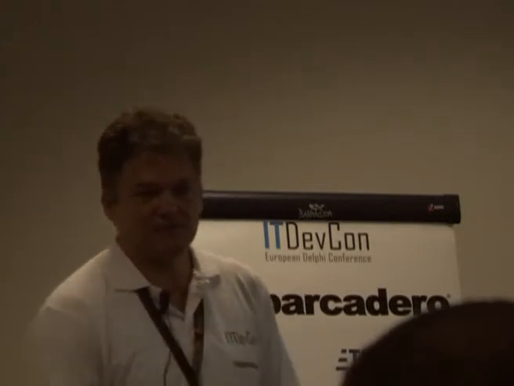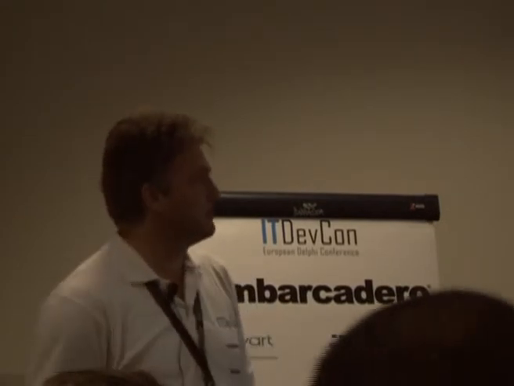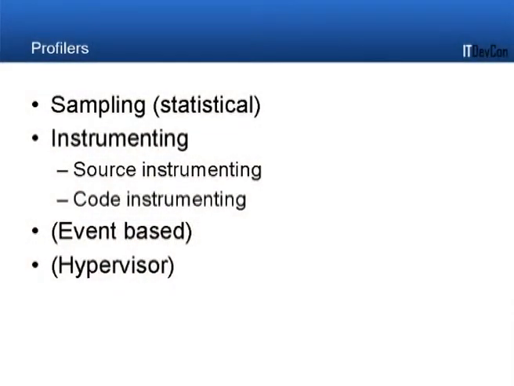Then there are profilers. Profilers are tools that are specially designed for profiling, as the name says. And we have different kinds of profilers. First, there are statistical profilers. They let your program run, and they check every now and then. In fact, they check very often where your program is at the specific moment. Where is the instruction pointer? Which part of the code is being executed at this moment?